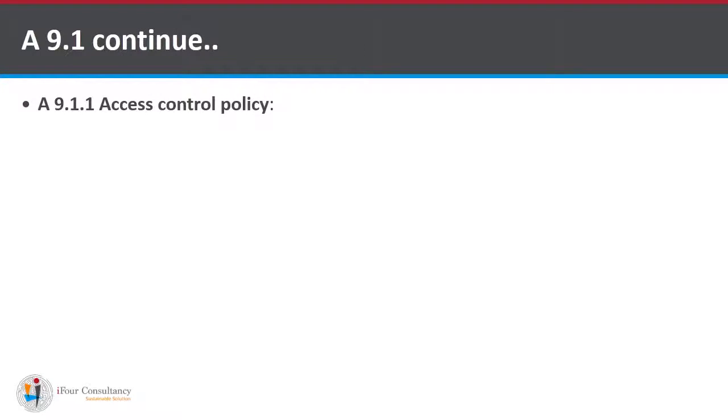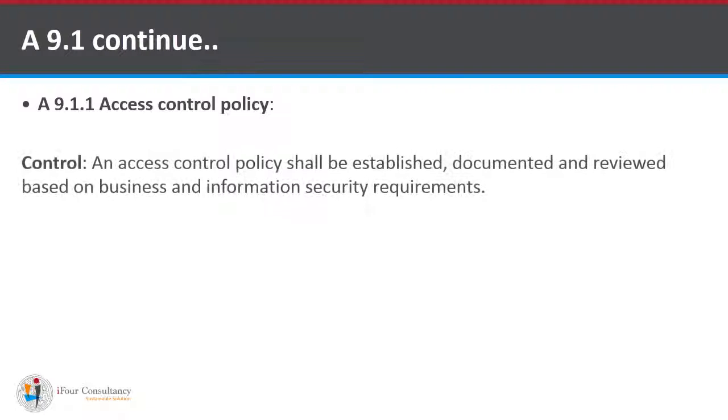Now let's go to 9.1.1, and that is access control policy. Now control of this access control policy is an access control policy shall be established, documented and reviewed based on the business information security requirements.